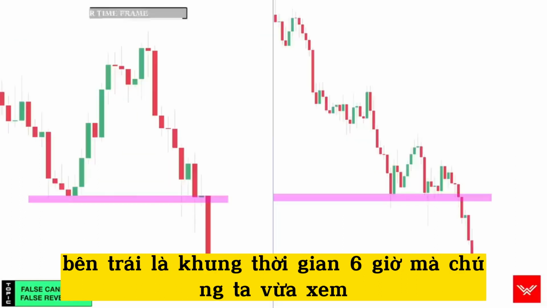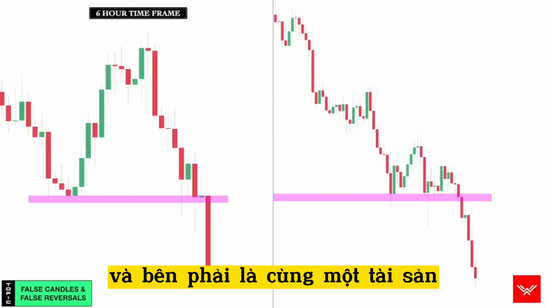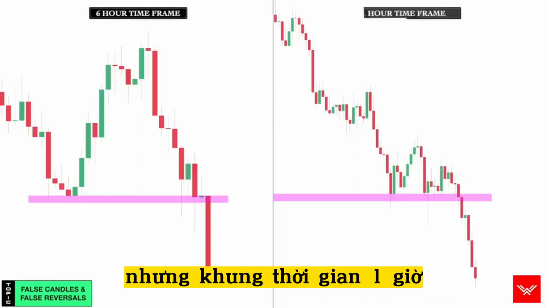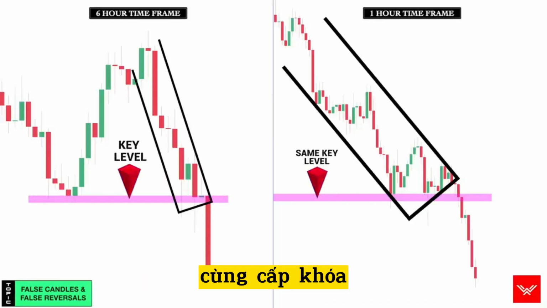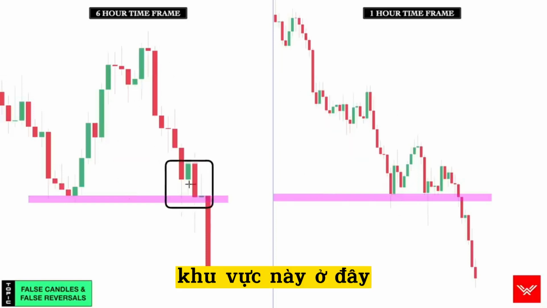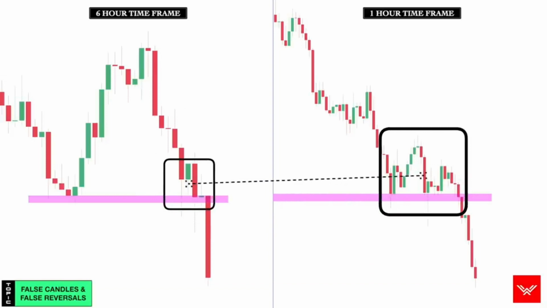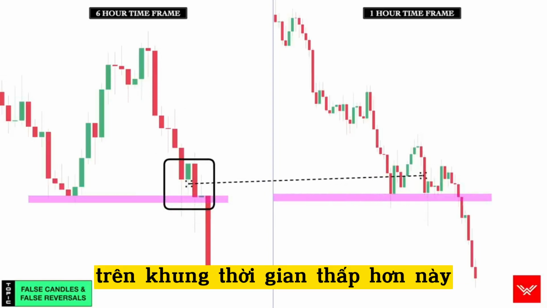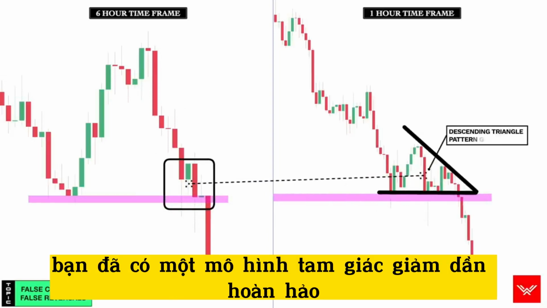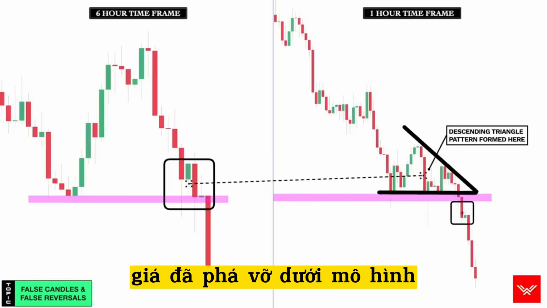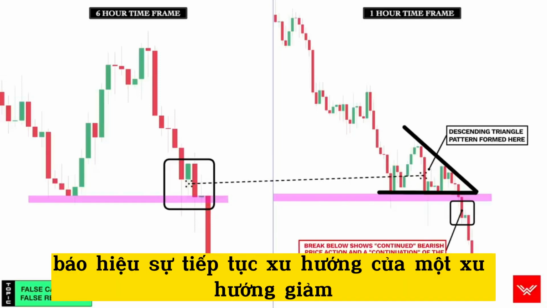Now on the left is the 6 hour time frame we just looked at, and on the right is the same asset but the 1 hour time frame. Same key level, same downtrend. This area here where the candlesticks formed is this same area here. Now, notice how on this lower time frame you had a perfect descending triangle pattern that formed. Price broke below the pattern, which is price action that signals a trend continuation of a downtrend.